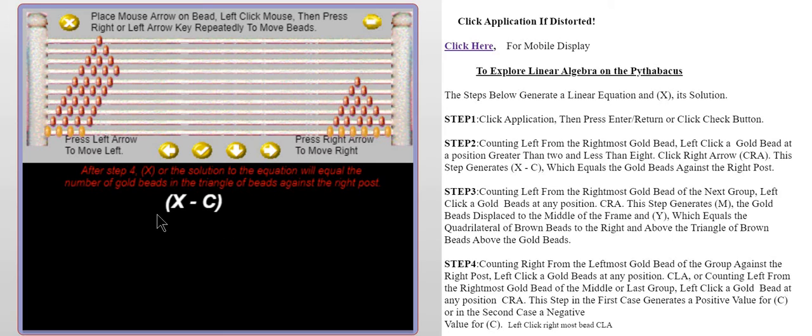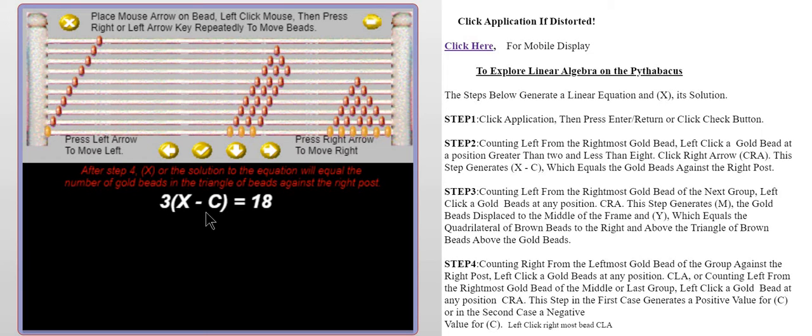Next, to find m, the multiple of x minus c, from either group, count again. In this case, I will count again from the rightmost bead against the left post. 1, 2, 3. Click 3 and press again the right arrow key. Now, I have 3 gold beads at the bottom of the triangle here, which will equal m.